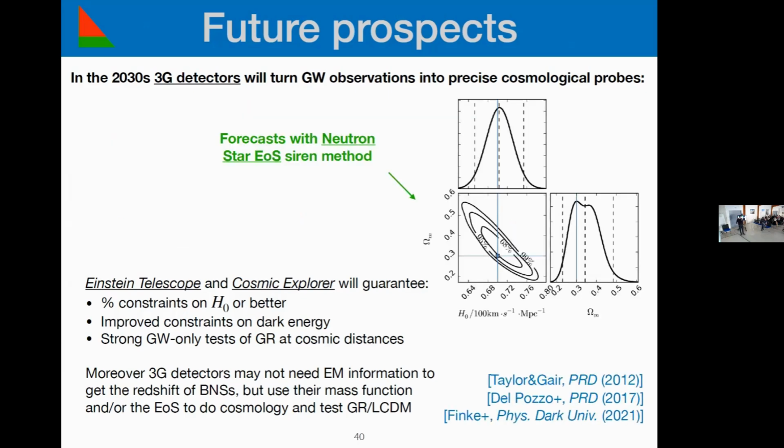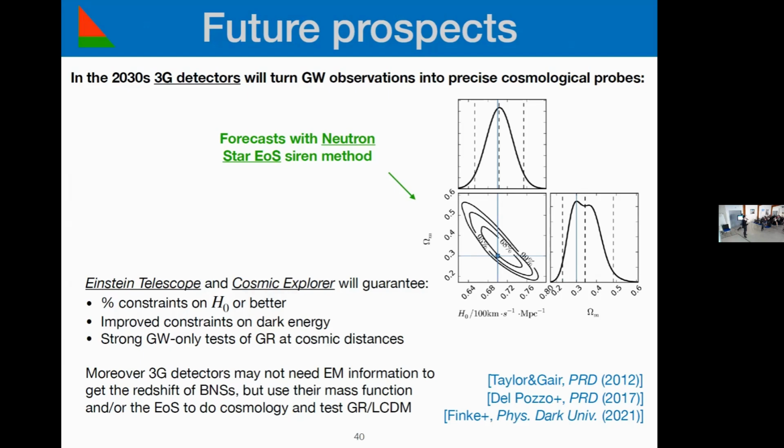And finally, as I was mentioning before, this new alternative method, where you can actually use the equation of state of the neutron star to basically break the degeneracy between the mass and the redshift. There were some analyses in the last few years about this. You basically cannot use it with current detectors because you don't have a good measurement of the equation of state of the neutron star, but with 3G you will have it, so you can use it also to do cosmology. And again, you can go down to a few percent with this, but this is assuming that you can model really well the equation of state of neutron stars.